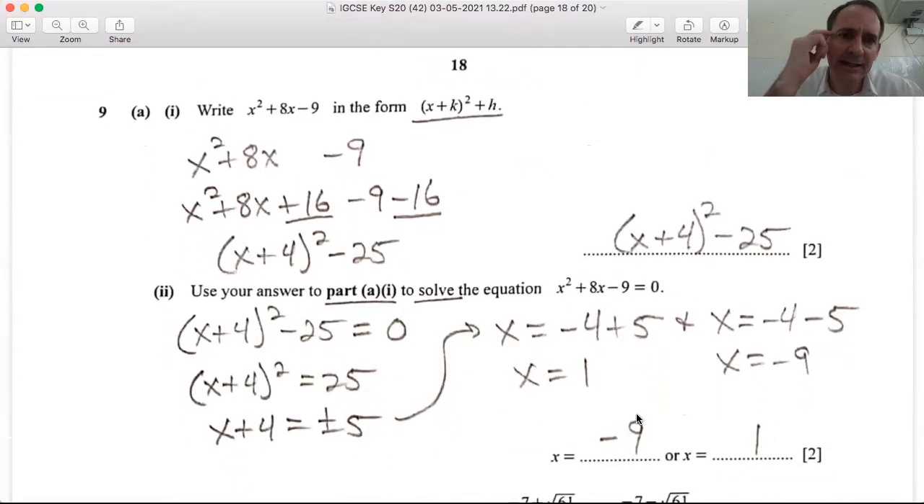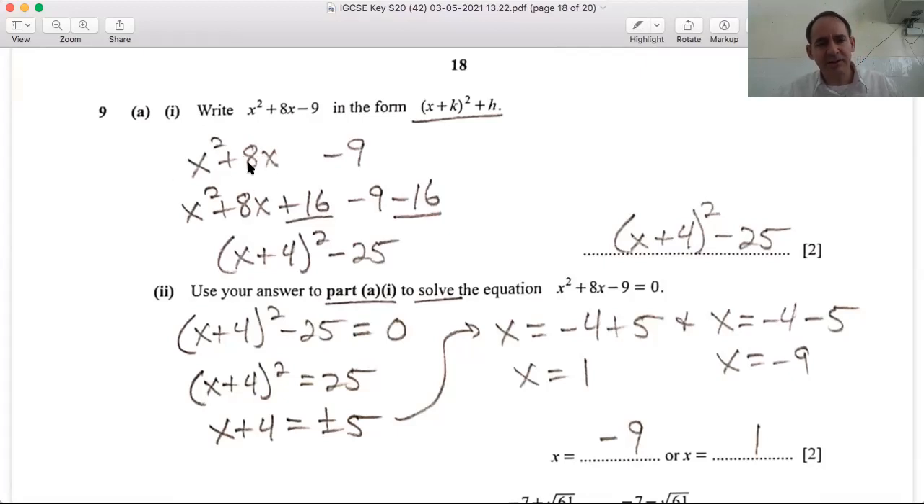Going on to number 9i, write x squared plus 8x minus 9 in the form of x plus k squared plus h. So we want to, this is the complete the square form. We're going to move this -9 over because it doesn't give us a perfect square when we factor. Then we do the complete the square formula, which is the b over 2 squared. Here's the b term, a, b, c.